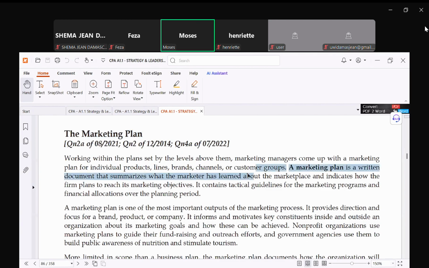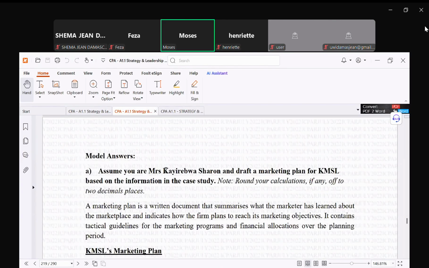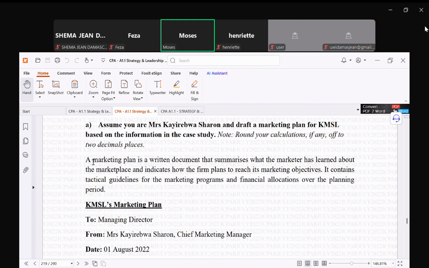A marketing plan is a written document that summarizes what the marketer has learned about the marketplace and indicates how the firm plans to reach its marketing objectives. You can also add the second sentence if you want. Let me show you how they approached the question.